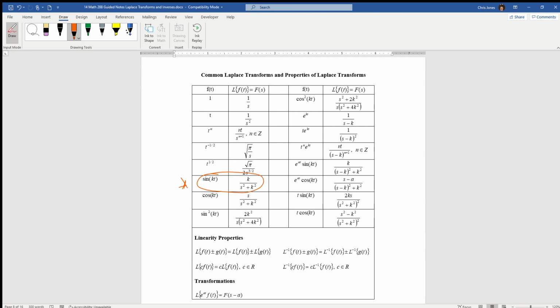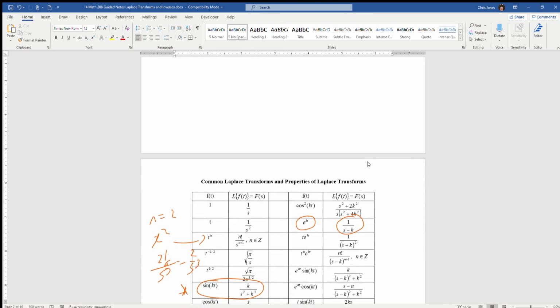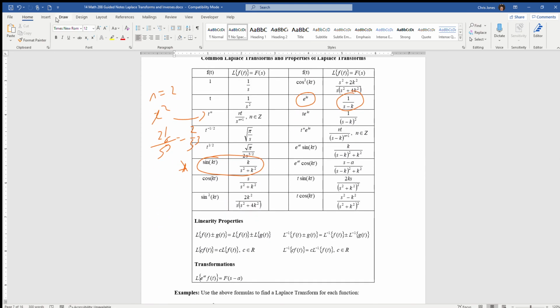And then we had e to the at was 1 over s minus a. We just replaced that with k. Remember we had t squared, and so t to the n is equal to n factorial, or in this case n is equal to 2, divided by s to the n plus 1. So it would be 2 factorial over s cubed, or 2 over s cubed, which is exactly what we got if you go up here, 2 over s cubed. So essentially the Laplace transform helps you to be able to verify these formulas.